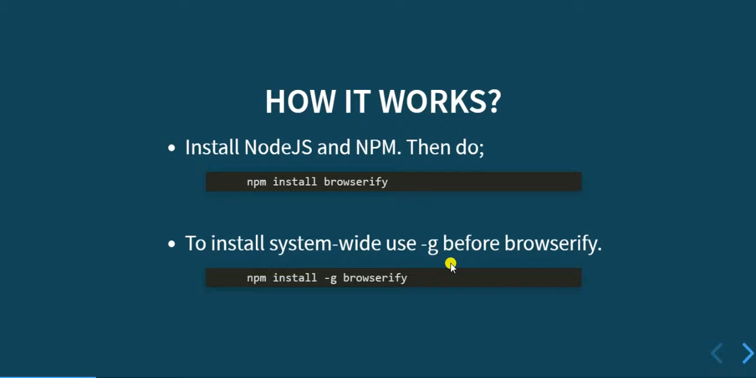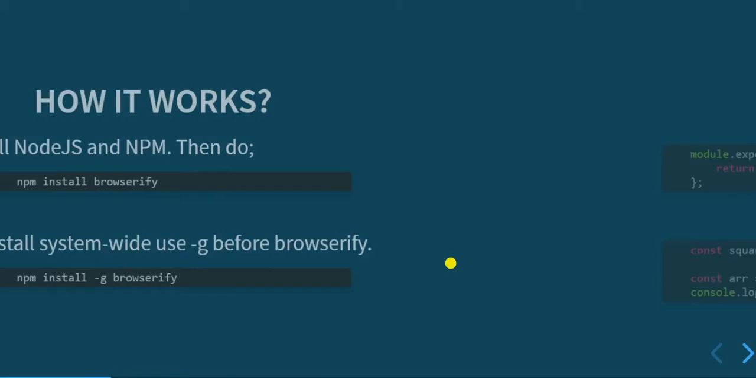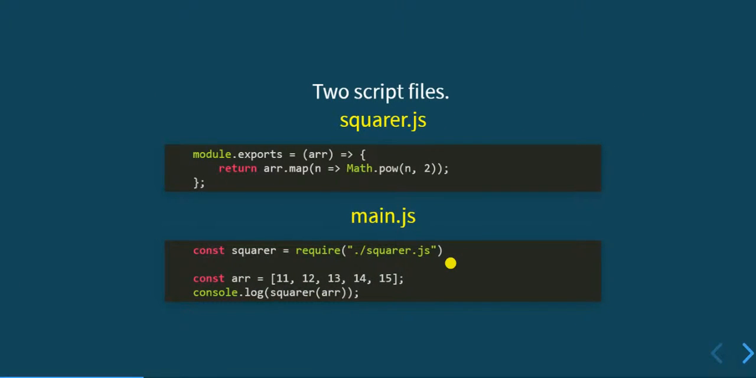Now let's see how to use Browserify. Here we have two script files. First one, square.js. There's a function. It takes an array as an argument, maps each number in the array, gets the square of that number, and returns the array as a result. In the main.js file, require syntax is used to import the square.js file, and here we have called the square function.